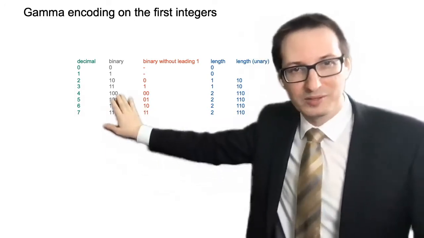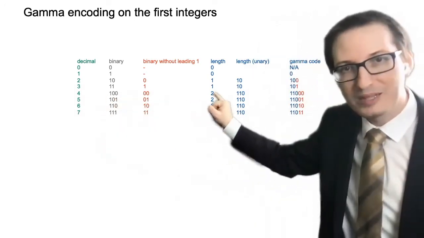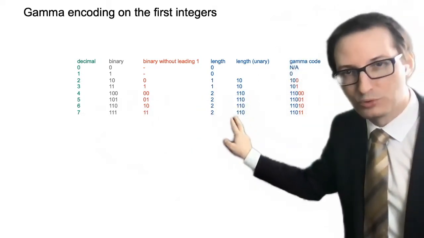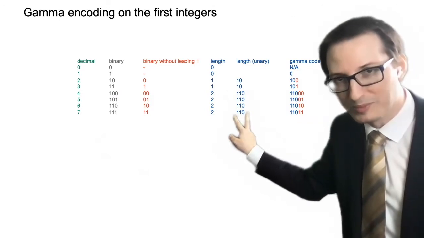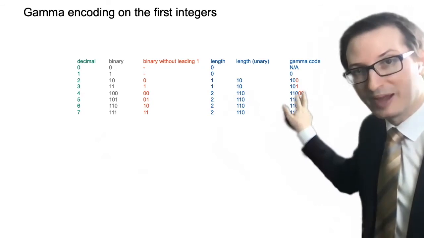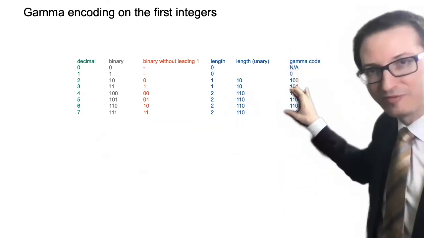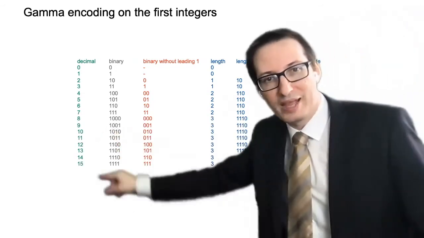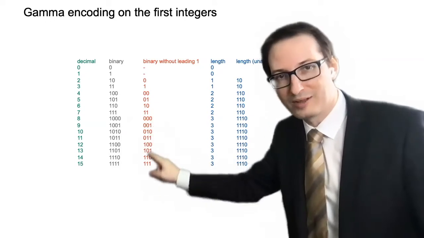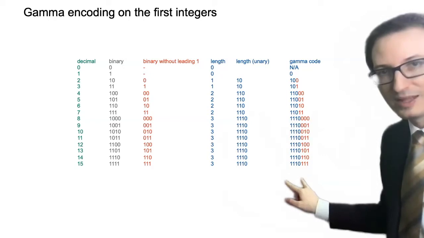Four, five, six, seven. This is the representation in base two. Here I strip the leading one. Now it's a length of two. The unary or thermometer encoding of two is 110, because two ones. And now I put my 110 followed by the binary representation without the leading one. So these are the subsequent ones. Now I have 5 bits in there. Now I continue 8 to 15. Now the representation without the leading one has a length of three. So now I have a thermometer encoding with three ones, and then they come, right?